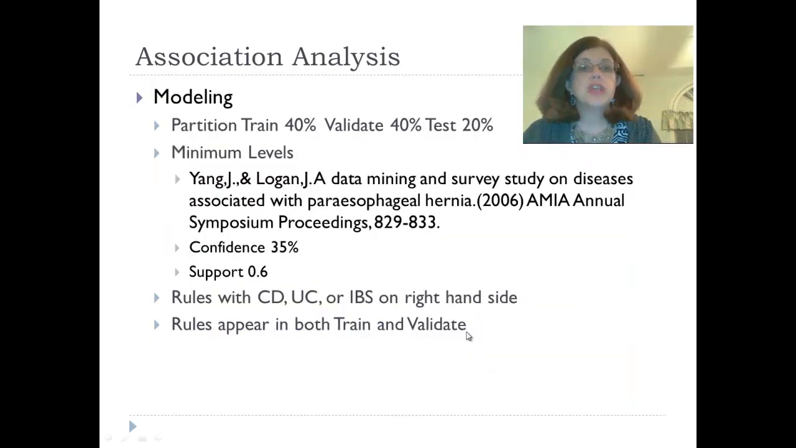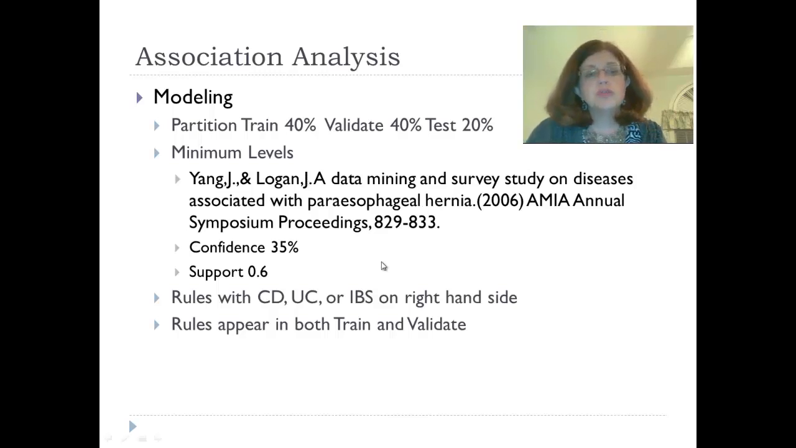We partitioned our data into training, validate, and test. We set our minimum confidence level to 35% and minimum support to 0.6. And we used these levels based on the information in Yang and Logan's paper when they were modeling rules associated with a certain type of hernia.